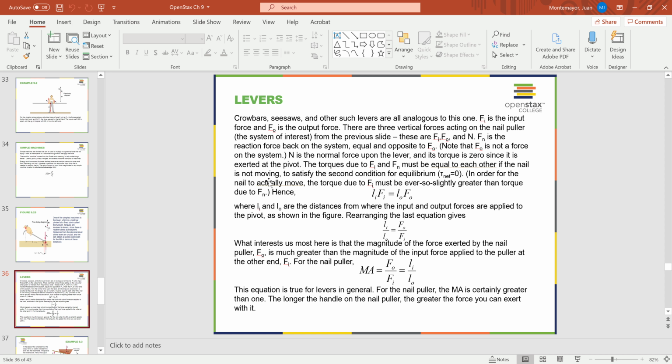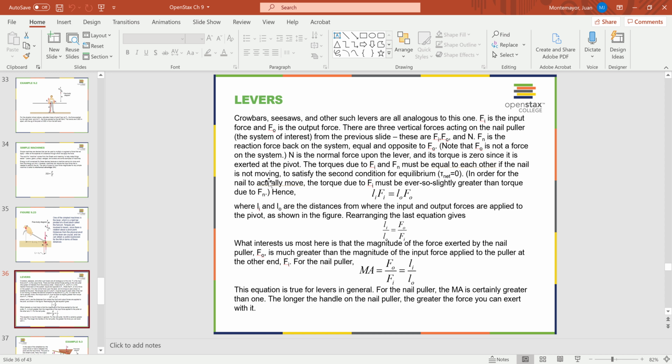There are 3 vertical forces acting on the nail puller, the system of interest, from the previous slide. These are your input force, output force, and our normal force. Fn is the reaction force back on the system, equal and opposite to our output force. Note that the output force is not the force on the system. The normal force, N, is the normal force upon the lever, and its torque is 0 because it is exerted at the pivot point.